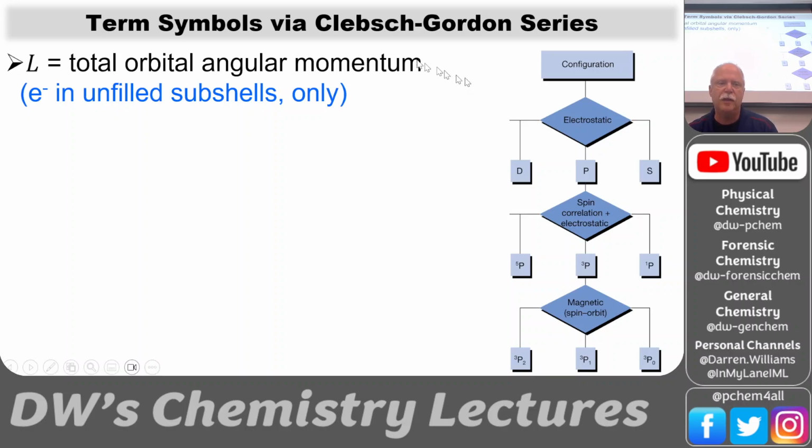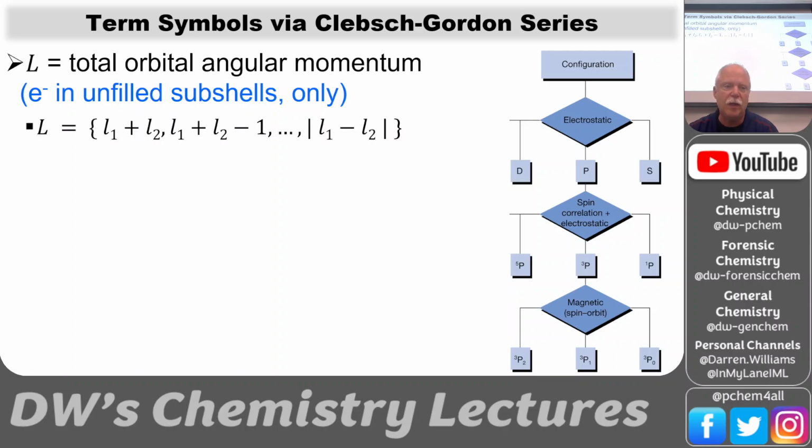The capital L is the total angular momentum. So it is case sensitive. The little l's are the l quantum number for the unpaired electrons. So each individual electron has a little or lowercase l. But then capital L is for the whole atom, the whole electron cloud. The atom is the electron cloud. That's the capital L. Okay, so capital L is made up of these little l's, and we come up with this whole series.